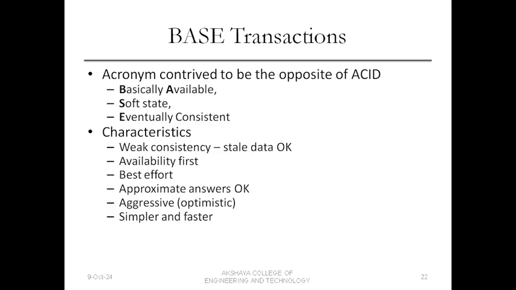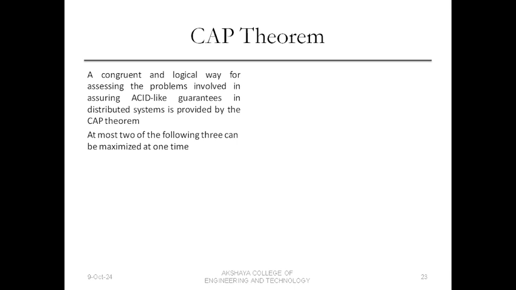So instead of ACID properties, we start with BASE. BASE is basically available, soft state, eventually consistent. The characteristics are weak consistency, availability first, best effort, approximate answers, aggressive, simpler, and faster. So we will be following the CAP theorem in NoSQL databases.